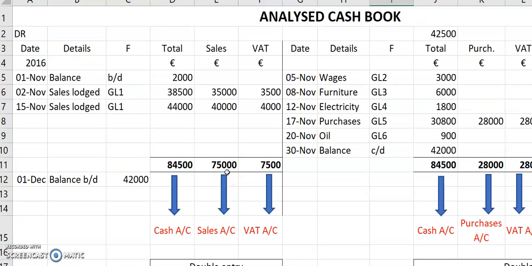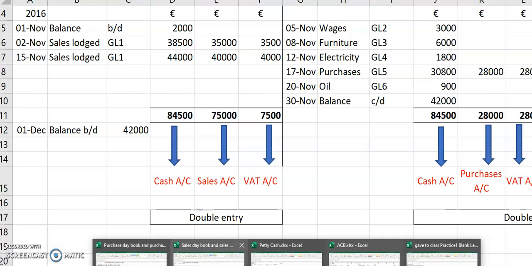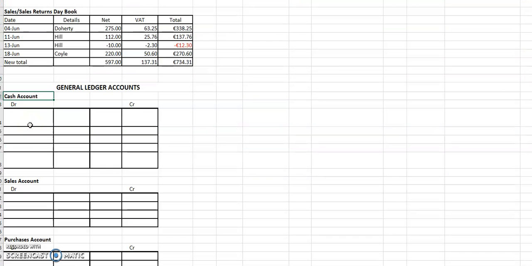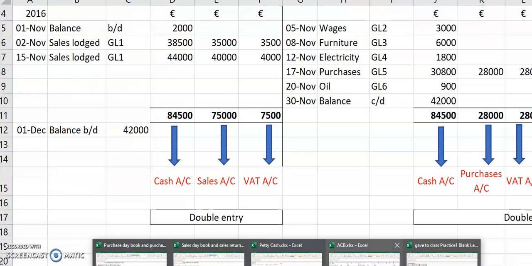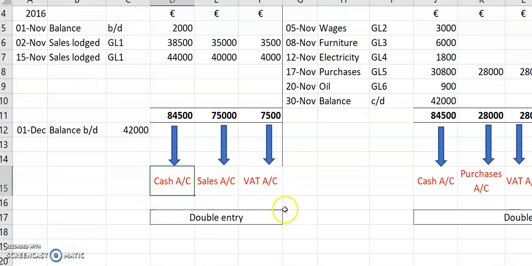Now this is the analyzed cash book. So on the debit side you have a total. This is all the receipts. And that goes into the cash account. So looking back here, at the top there, cash account. So that figure will go into the cash account. And to complete the double entry, this plus this equals that, because it's double entry, we enter these as well. They will go to the other side, and I'll explain more about credit and debit later. These go to the sales account and the VAT account in the general ledger, as I just showed you. So that's the double entry.